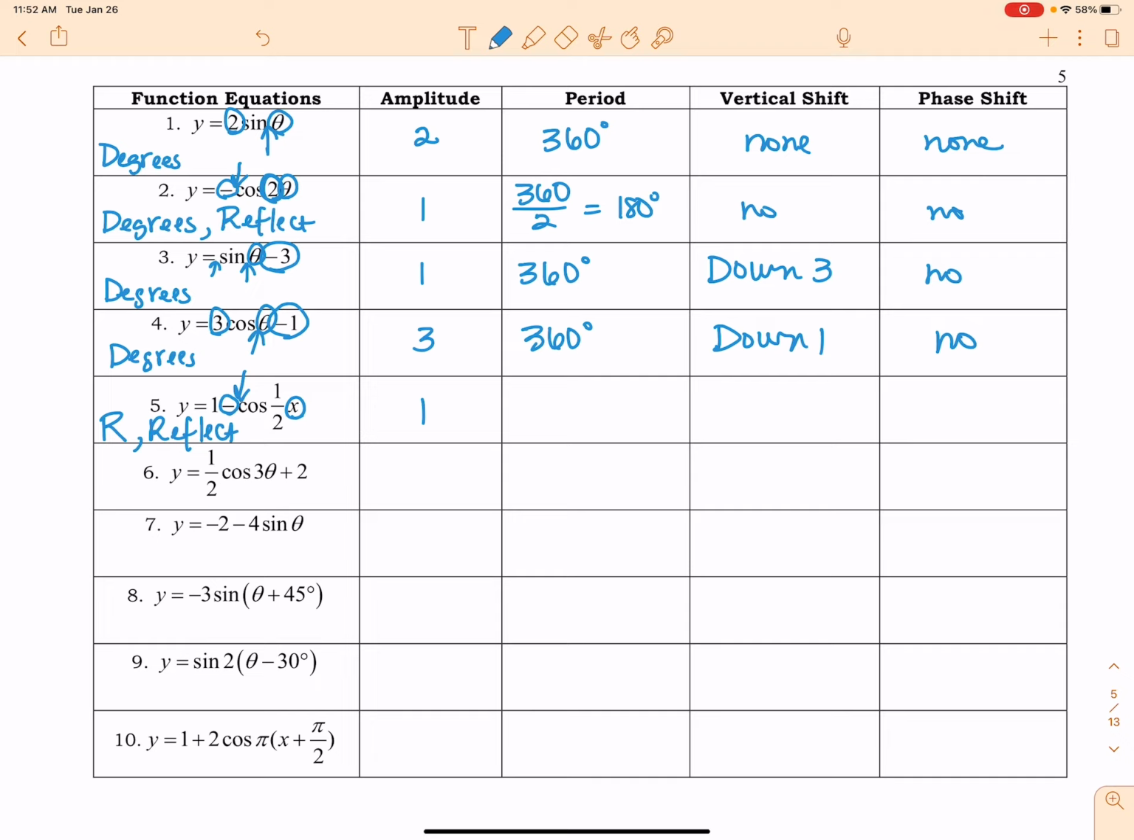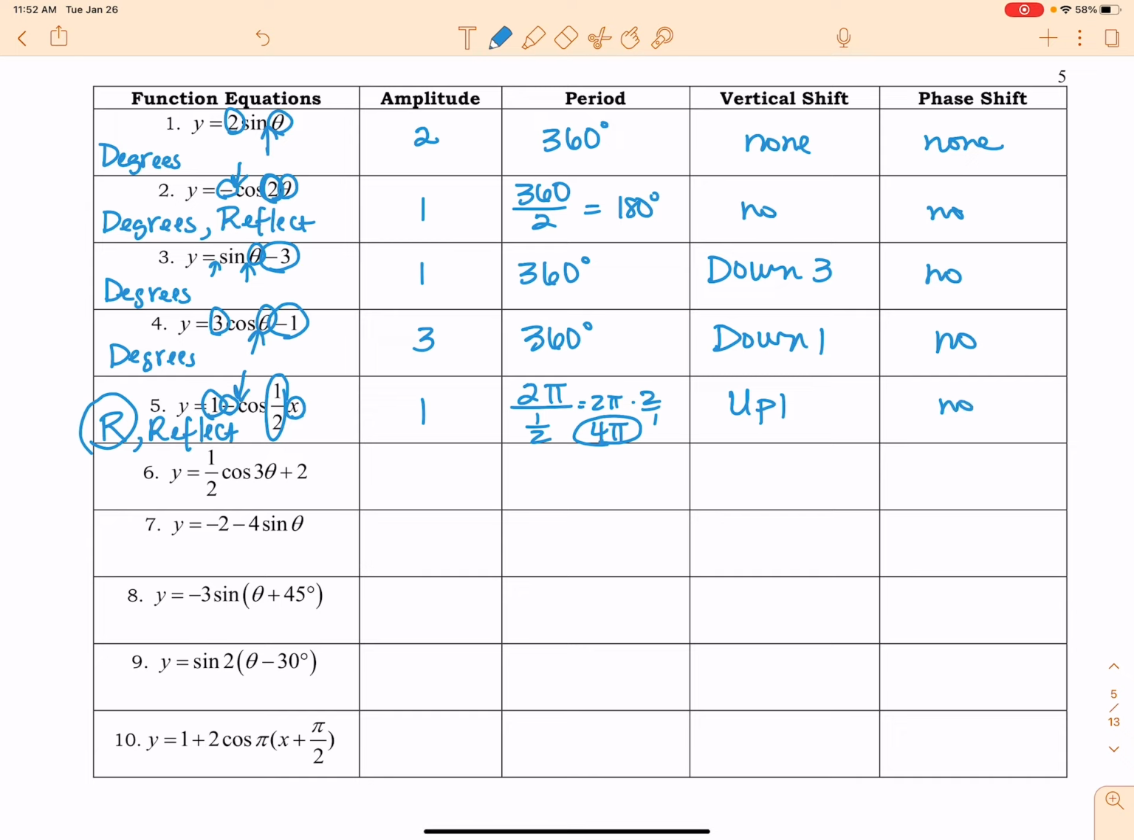The period, we have to talk about this. We are in radians now, so the parent period is 2 pi. Because cosine and sine have the same period, we never have to worry about that. But since we have a 1/2 here, I've got to divide 2 pi by 1/2. That means I have 2 pi times the reciprocal, which is 2 pi times 2, so 4 pi is going to be the period. For the vertical shift, we actually have a 1 at the front: it's 1 minus cosine. That means we're moving up 1, and there is no phase shift.